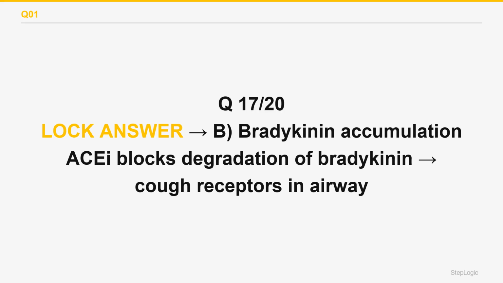The solution: switch to an ARB, angiotensin receptor blocker. ARBs block the AT1 receptor downstream of angiotensin II production and do not affect bradykinin metabolism. No bradykinin accumulation, no cough. This patient has CKD with proteinuria. An ARB like losartan is equally effective for renal protection and blood pressure control.